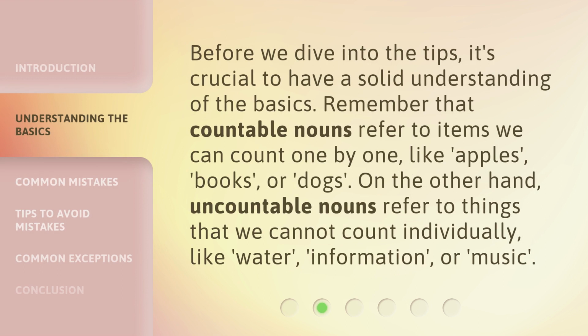Before we dive into the tips, it's crucial to have a solid understanding of the basics. Remember that countable nouns refer to items we can count one by one, like apples, books, or dogs. On the other hand, uncountable nouns refer to things that we cannot count individually, like water, information, or music.